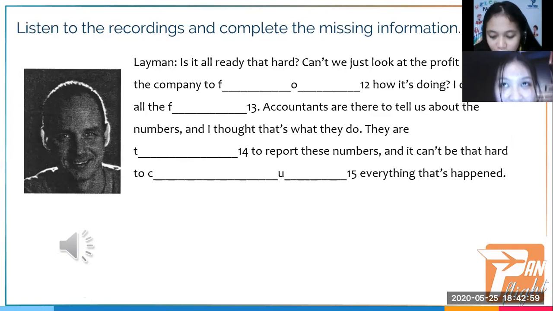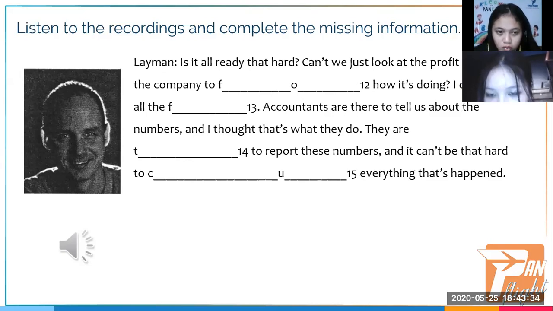Layman: Is it really that hard? Can't we just look at the profit or loss of the company to find out how it's doing? I don't see all the facts. Accountants are there to tell us about the numbers, and I thought that's what they do. They are trained to report these numbers, and it can't be that hard to account for everything that's happened.